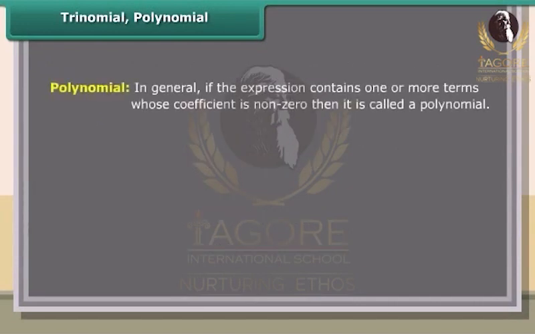Polynomial: in general, if the expression contains one or more terms whose coefficient is non-zero, then it is called a polynomial. Example, 4x plus 4xy plus 17xz square minus 10y square z plus 19.